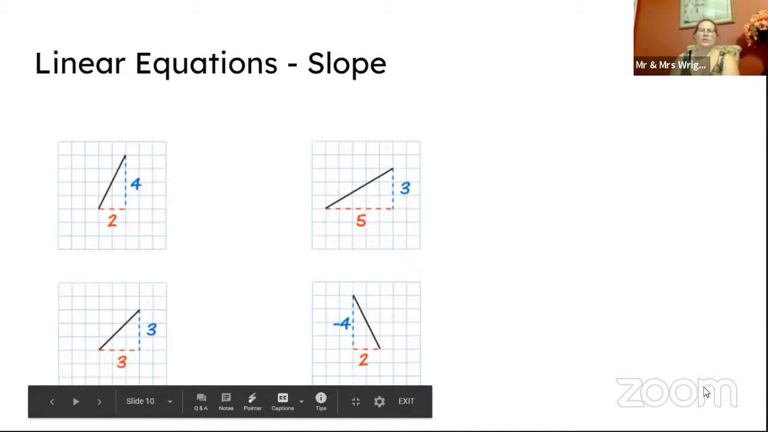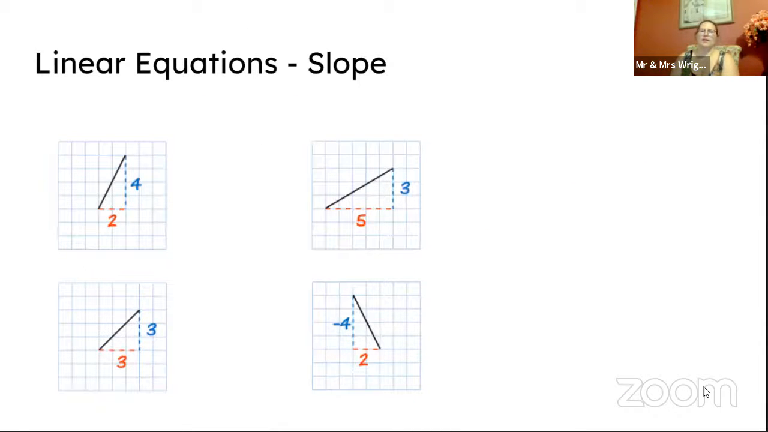All right, so I want you to go ahead and pause. And this one you can do just rise over run because we don't have the ordered pairs, but it tells you what the rise is and what the run is. So go ahead and pause, show me what the slope is, and come back.